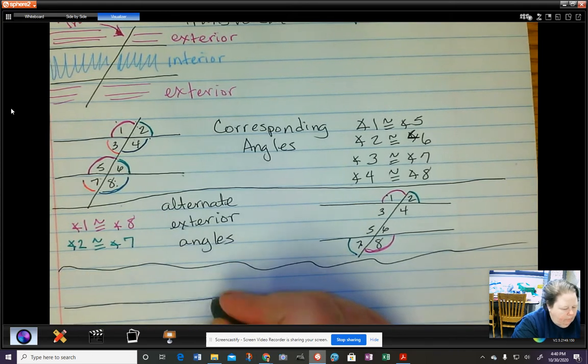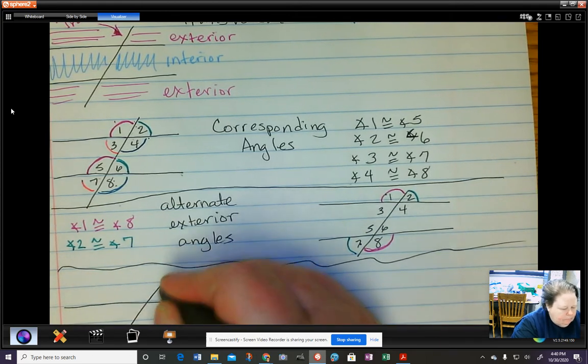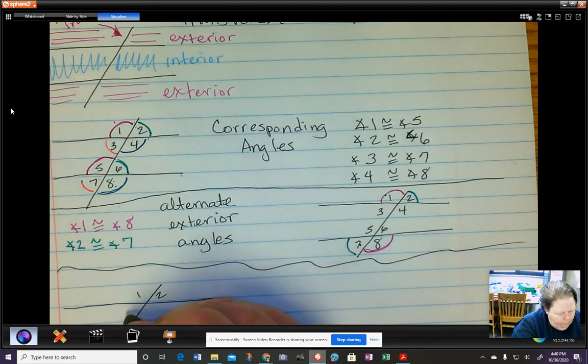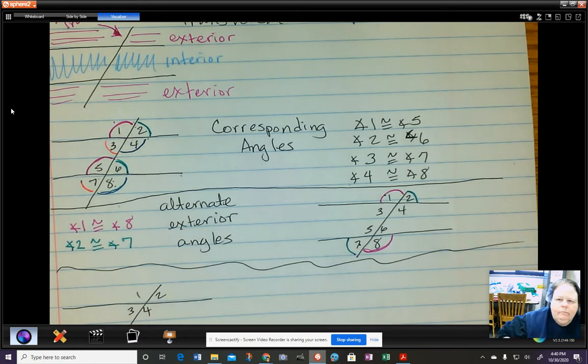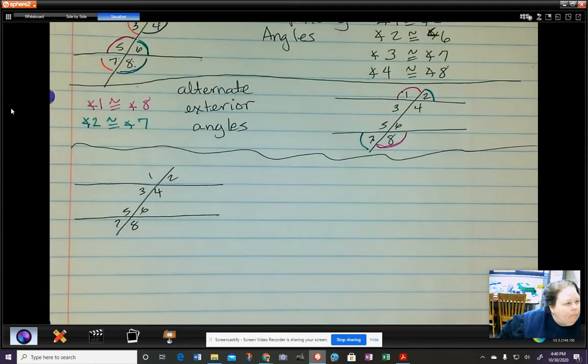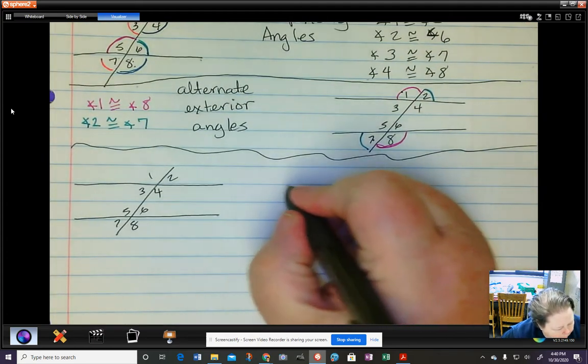So here's another picture. 1, 2, 3, 4, 5, 6, 7, 8. There we go. Alternate interior angles.